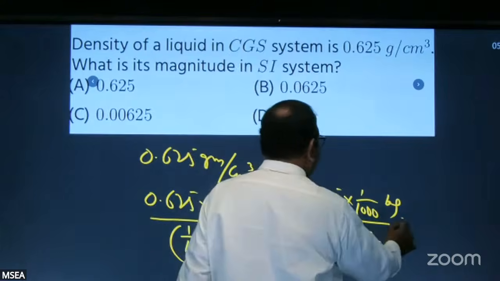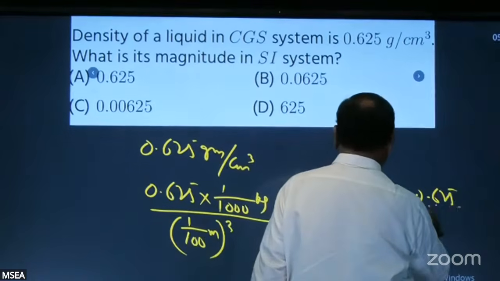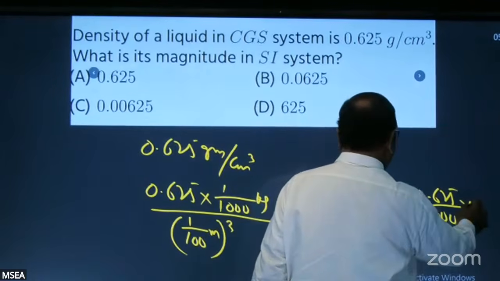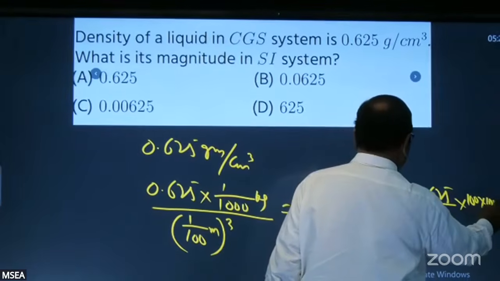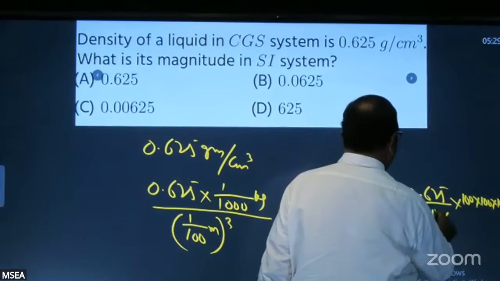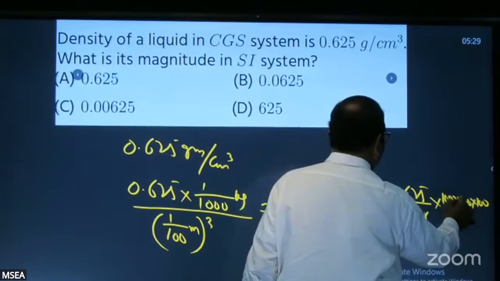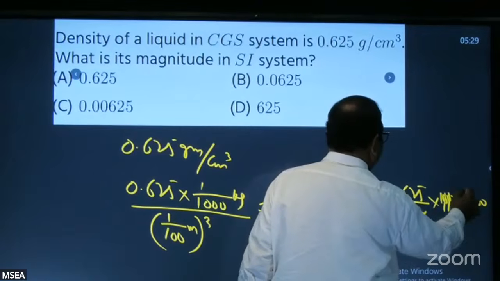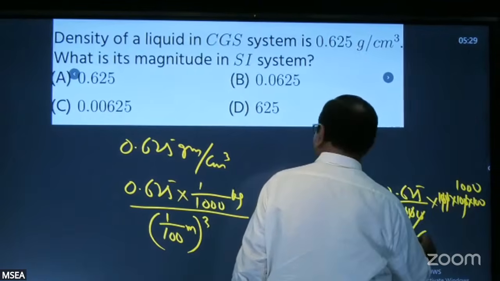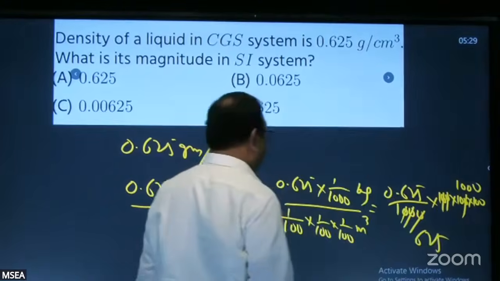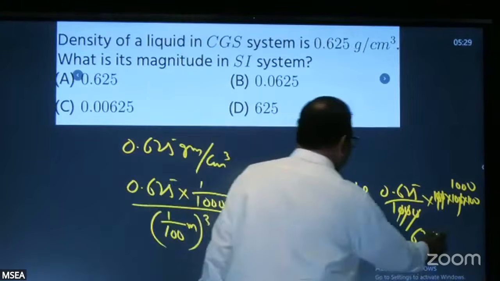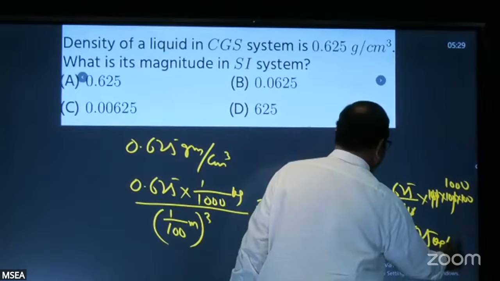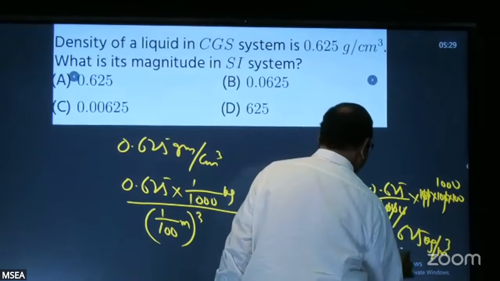So now we can take it as 0.625 by 1000, and these hundreds come to the numerator, 1, 2, 3. So this is 1, 2, 3 hundreds we have, and we have 1000, which should be equal to 625. This is kg per meter cube, which is nothing but SI. Okay, that's all.